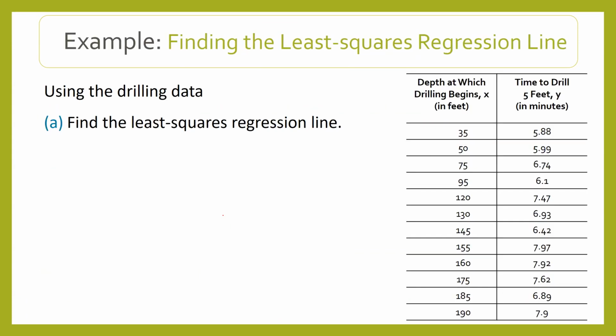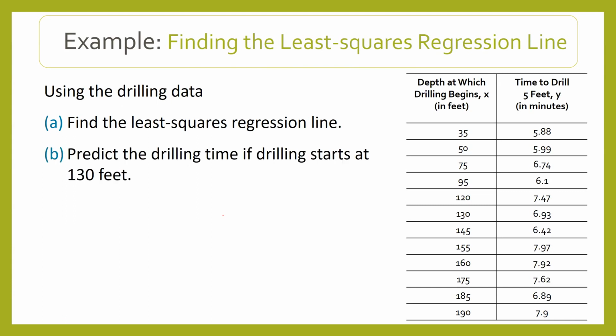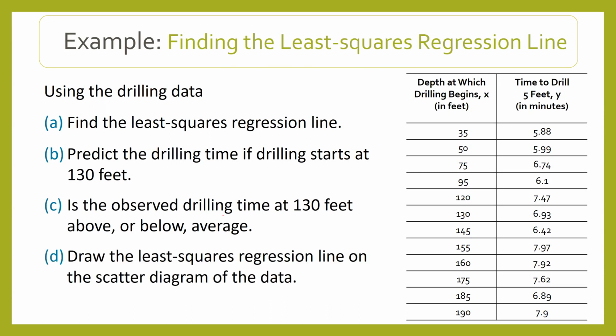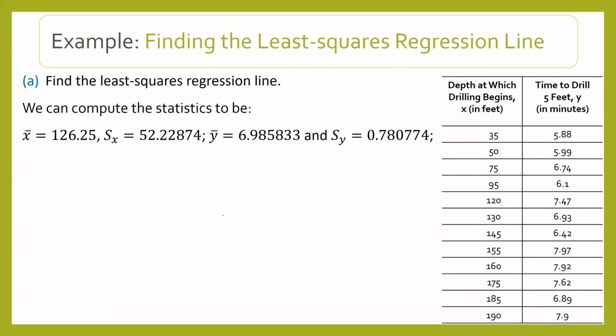All right, so let's go back to the same example. Find the least square regression line. That's the first question. Predict the drilling time if drilling starts at 130 feet. Is the observed drilling time at 130 feet above or below average? Draw the least square regression line on the scatter diagram of the data.